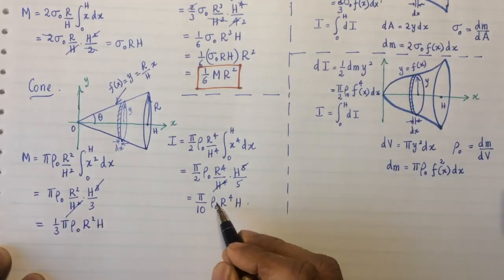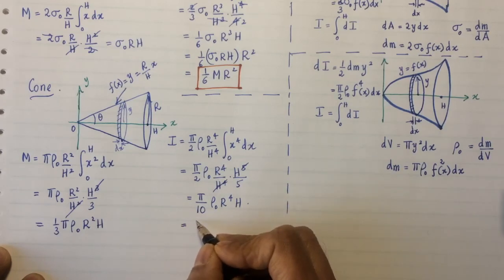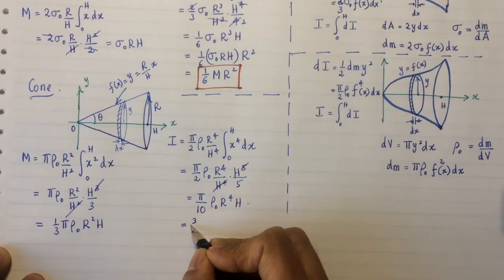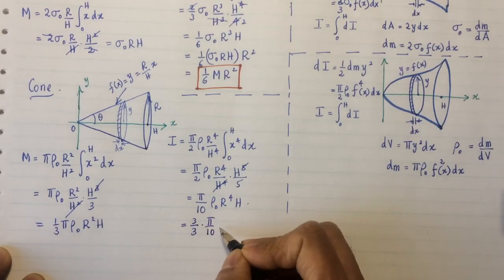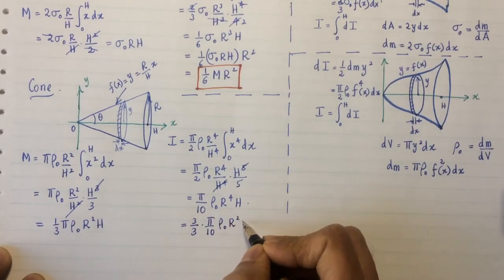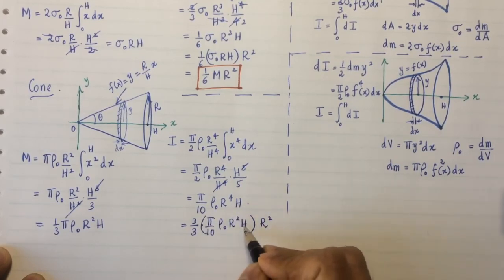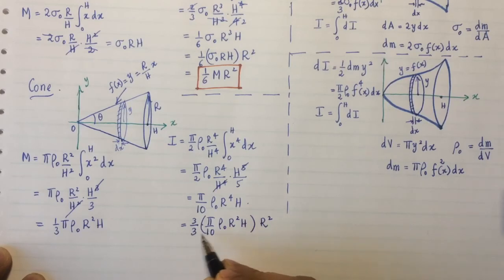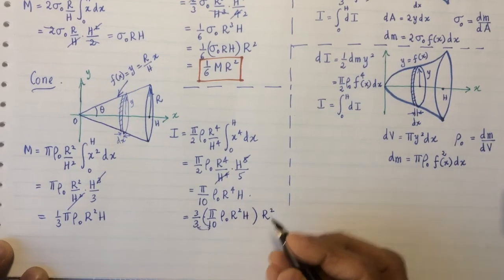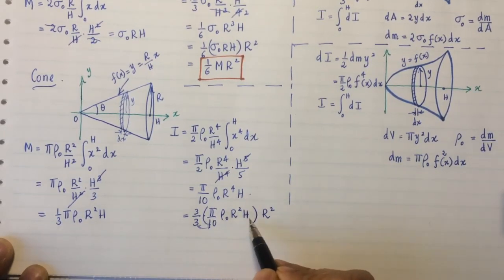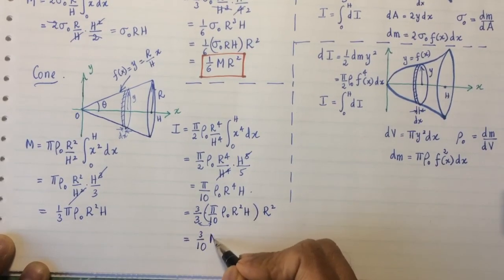If I want to write the moment of inertia in terms of the mass, you'll notice that I don't have a 3. So what I'll do is I'll create it by writing this result as 3 over 3 times pi 10th rho naught r squared h times r squared. I'm writing r to the 4 as r squared times r squared. And now I'm going to trade places. I'm going to take the 10 outside and the 3 inside. When I trade places, pi over 3 rho naught r squared h is precisely the mass. So that's going to be 3/10 m r squared.